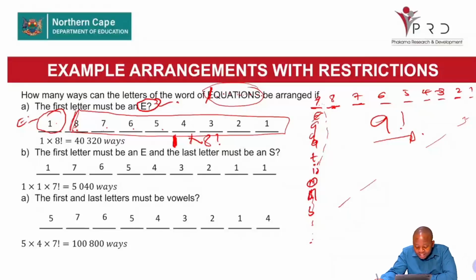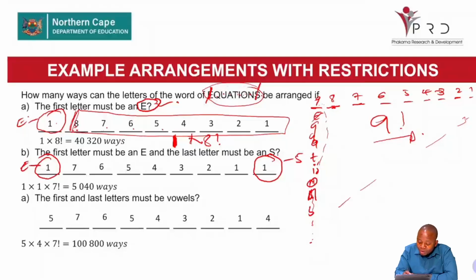They said the first letter must be an E and the last letter must be an S. What are we saying? We are restricting 2 positions. Which positions? The first position and the last position. So the only option we have here is E, so it's 1, and this one must be S. Then the rest will be distributed inside.